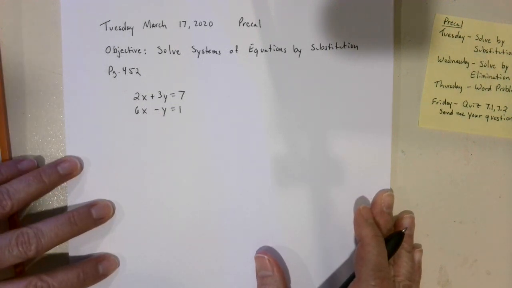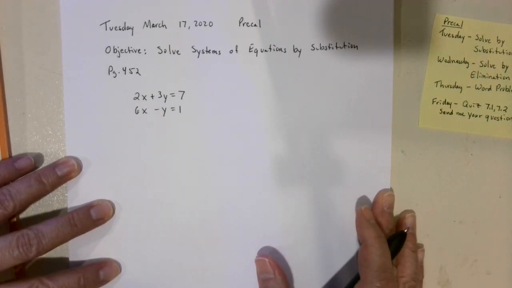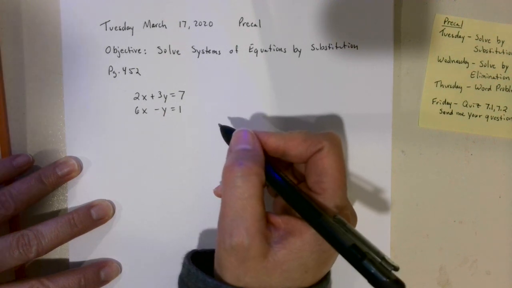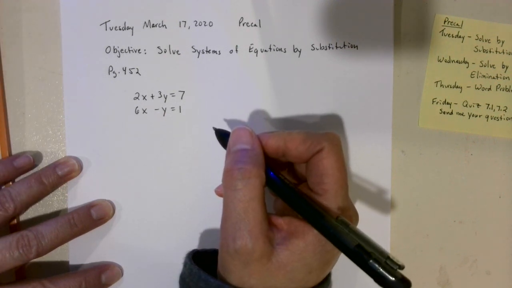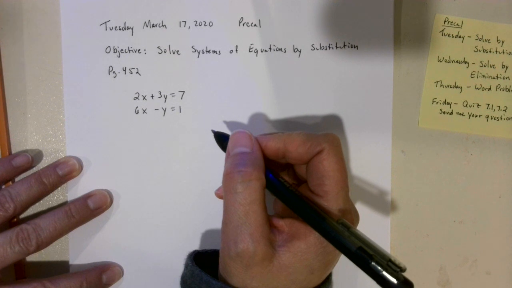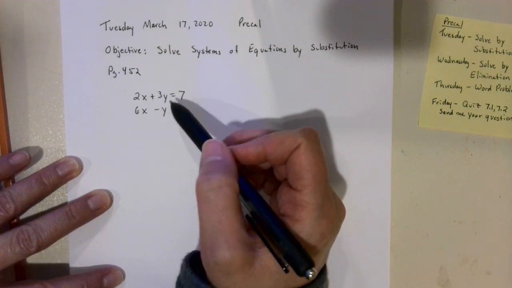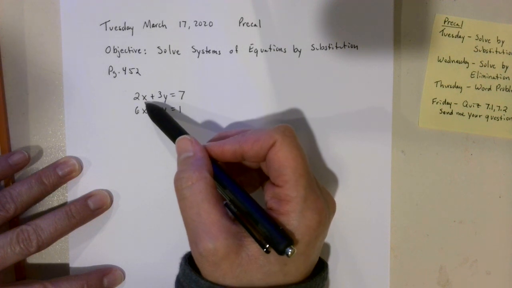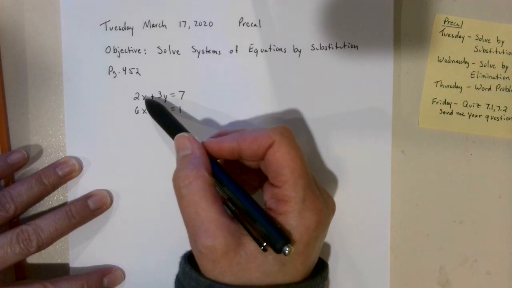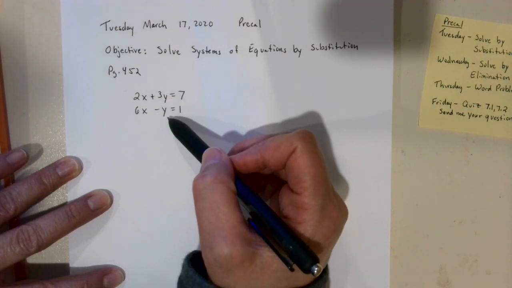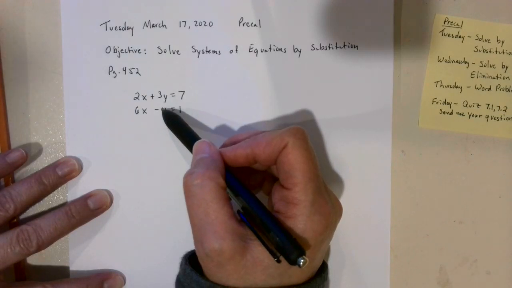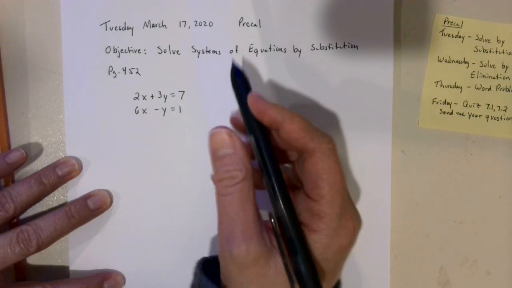So we have the system 2x plus 3y equals 7 and 6x minus y equals 1. These are linear equations. We are looking for the x and y that make both equations true at the same time. We need to isolate one of the variables, the x or the y. The best choice is to pick the variable that doesn't have a coefficient in front.